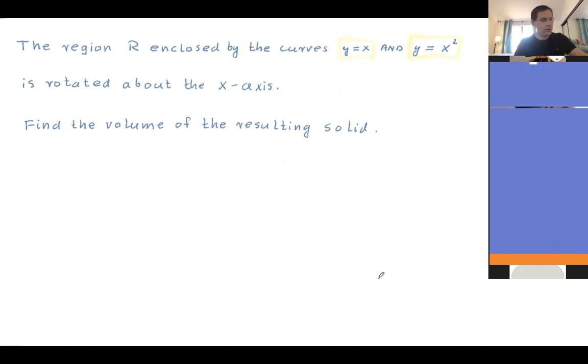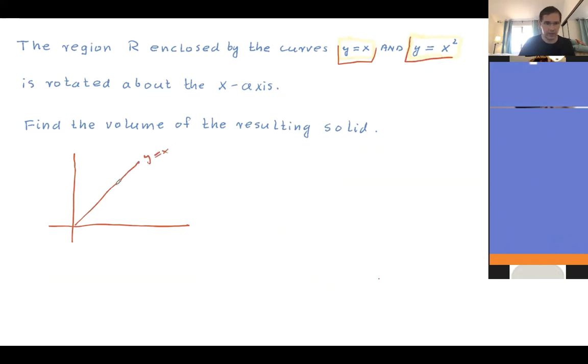So very quickly, we have two functions. One is the function y equals x. So here is the function y equals x, and the function is like this. And here's another function, y equals x squared, which looks like this. Okay, and those two functions enclose a region. Well, that's this region. I don't want to shade it, but that's the region enclosed between those two functions.